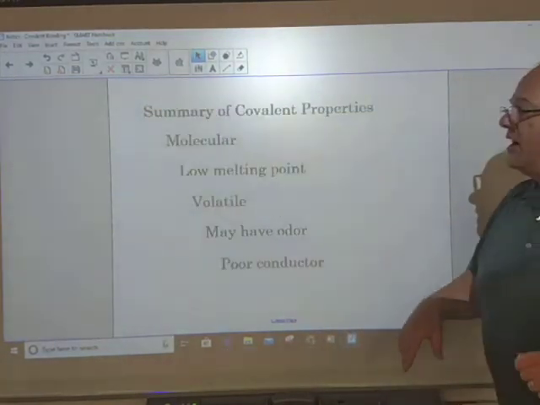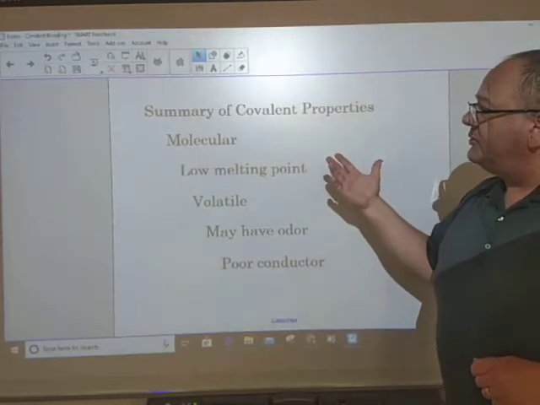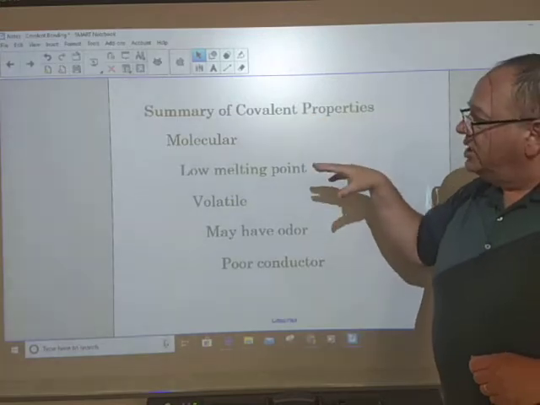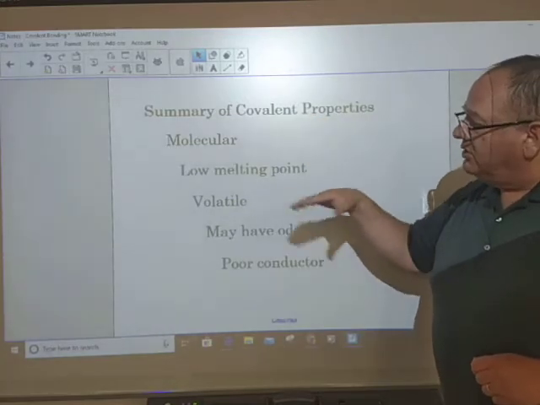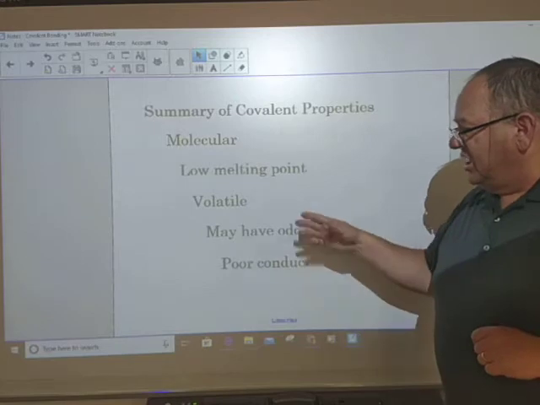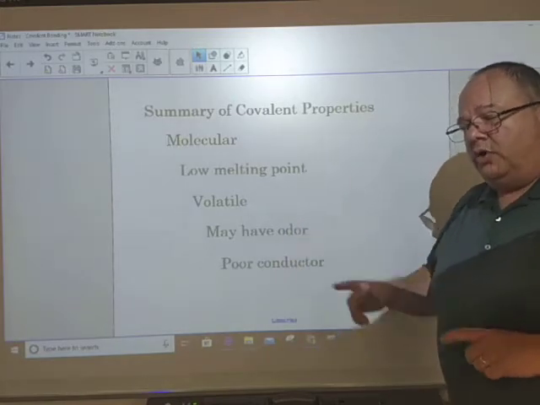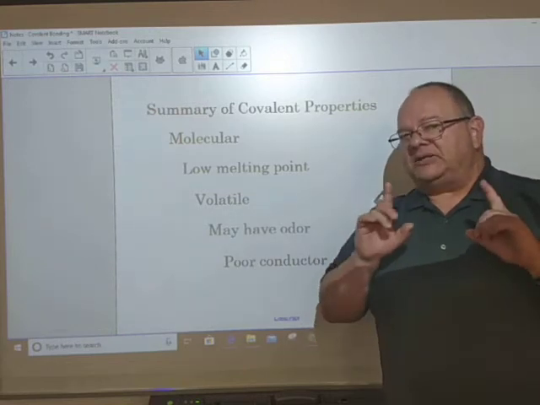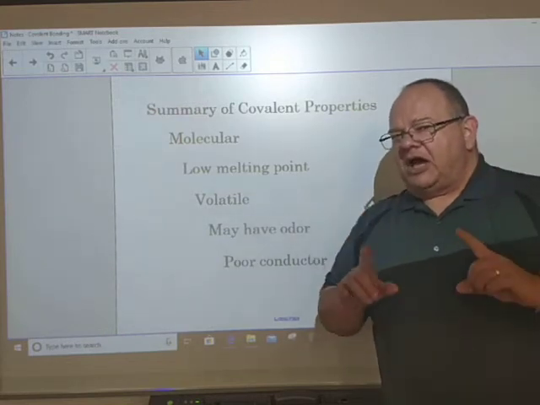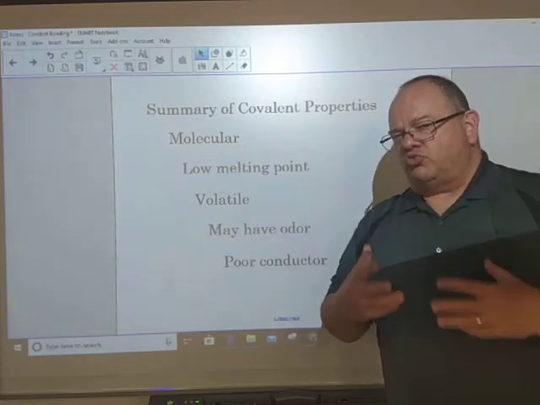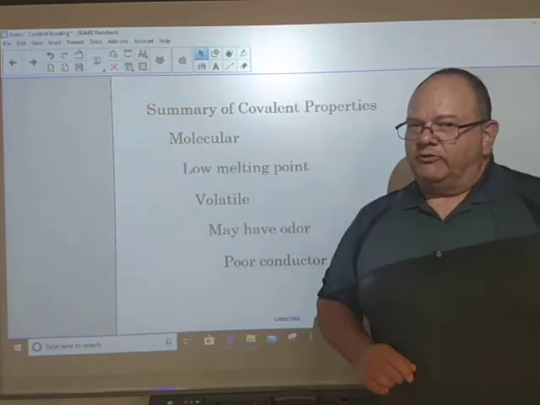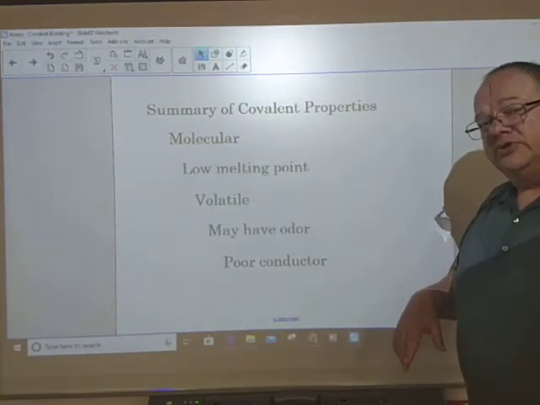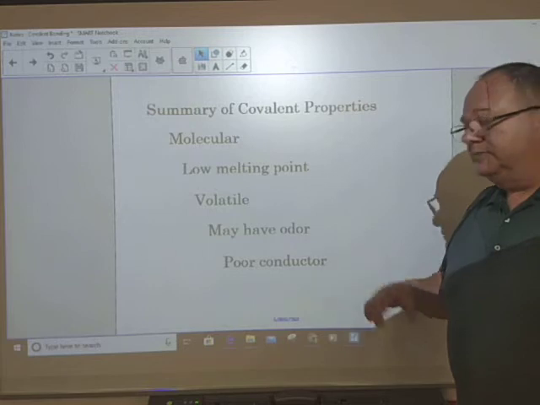So, to sum that up, covalent compounds are molecular, meaning made of molecules. They have low melting points in general, volatile, they become gases easy. With that, they may have an odor. Now, I'm not saying that all covalent compounds have odor, but if you have a compound with a strong odor, it's probably covalent. And covalent compounds are poor conductors, even when melted or dissolved.